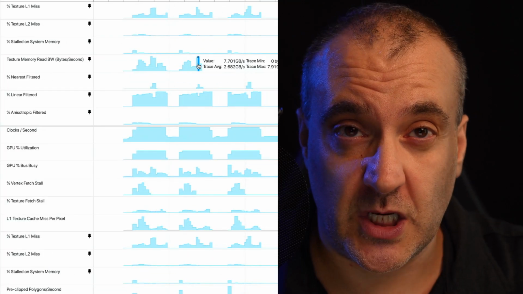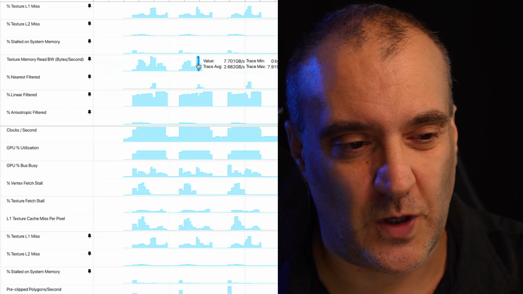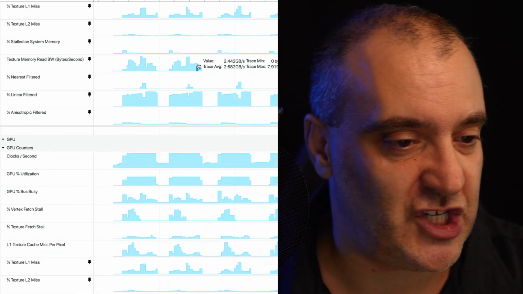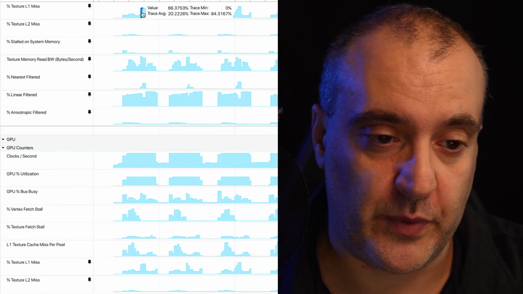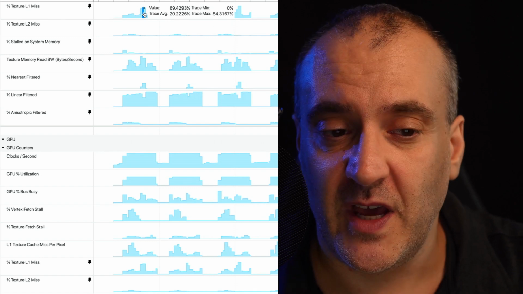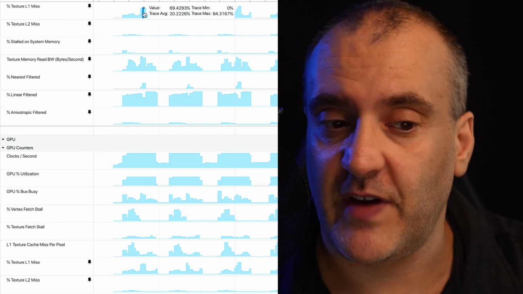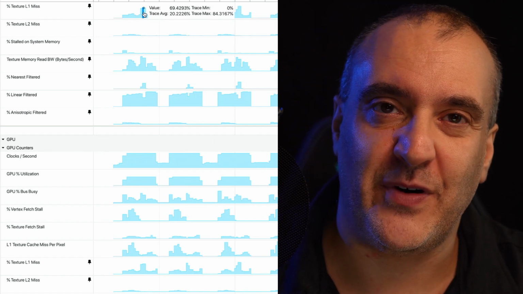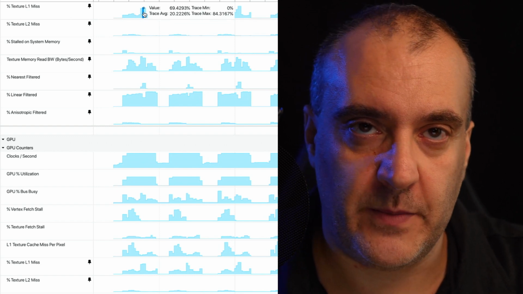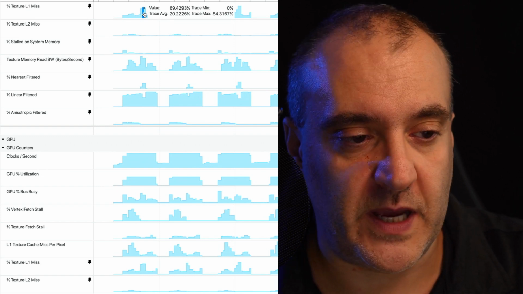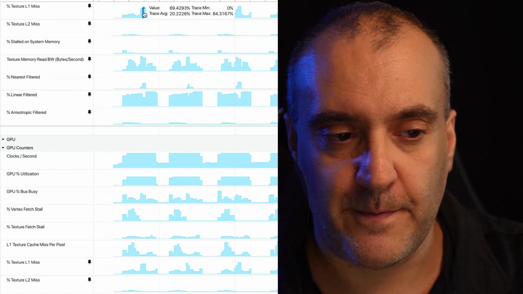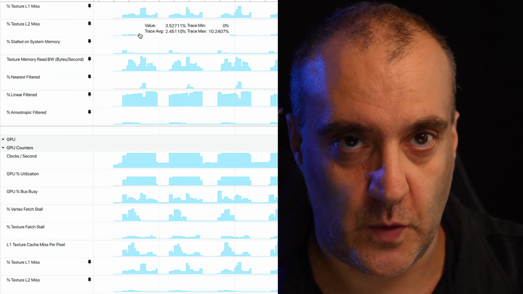To investigate potential bandwidth issues, I looked first at the texture cache misses. Here, for example, the L1 texture cache miss is around 70%, which is very, very high. Anything above 10% is a problem. So my focus is mainly on the texture L1 miss and the texture L2 miss.